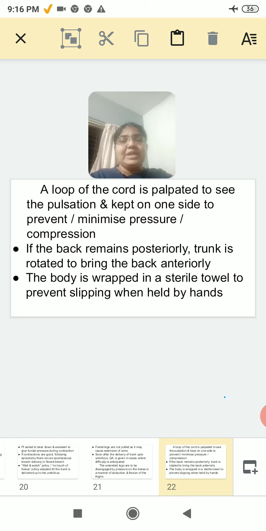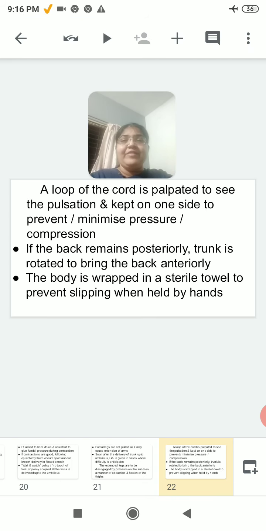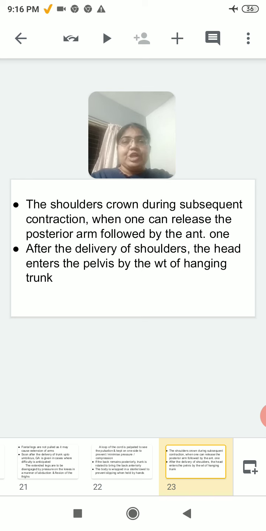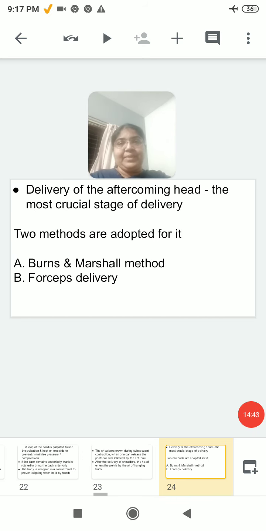If the back remains posteriorly, the trunk is rotated to bring the back anteriorly. I just told you earlier, you have to keep the back anteriorly. So if it goes posteriorly, you rotate the trunk and keep the back anteriorly. The body is wrapped in a sterile towel to prevent slipping while it is held with the hands. The shoulders crown during subsequent contraction, when one can release the posterior arm followed by the anterior one. After delivery of the shoulders, the head enters the pelvis by the weight of the hanging trunk.